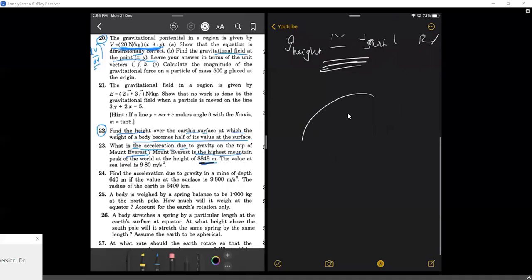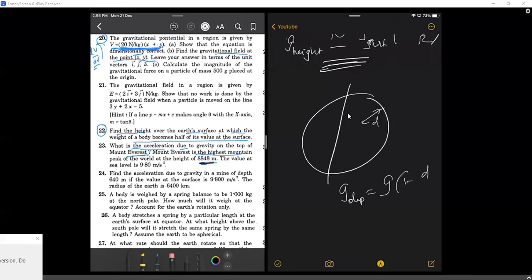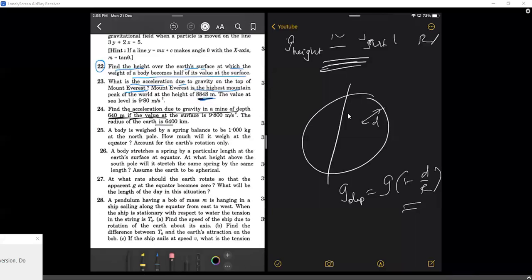And then comes the depth idea. This you can use anywhere. g at a depth equals normal g into 1 minus d by R. This can be used anywhere. Maybe that's what he's asking in the next problem. Find the acceleration due to gravity in a mine of depth 640 meters. Here you can happily use it.